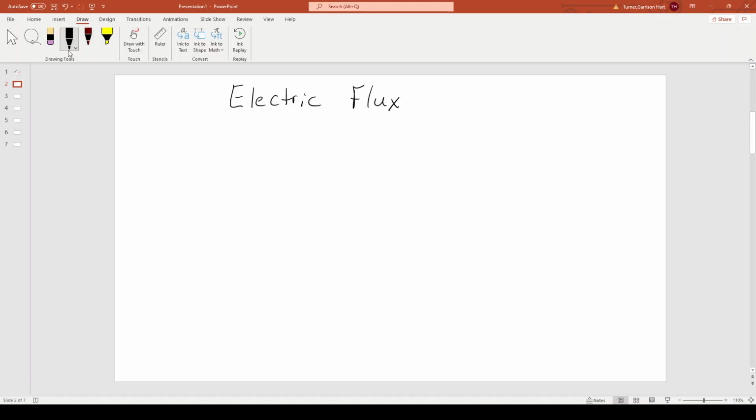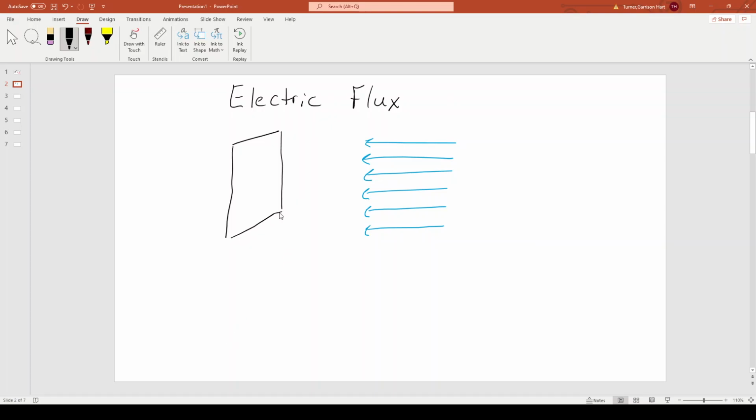For the moment, imagine that I have some electric field lines out in space, and these are coming from a source. I don't care what the source is, but I just have some electric field lines out in space. And I have a piece of paper or a window that I want these electric field lines to pass through. Let's let the overall strength of the electric field be E, and the surface area of my window be A.